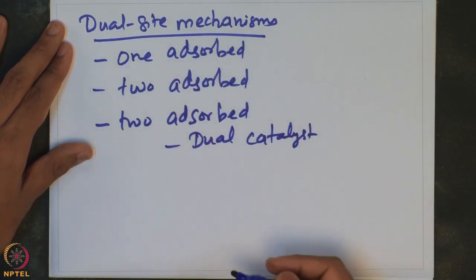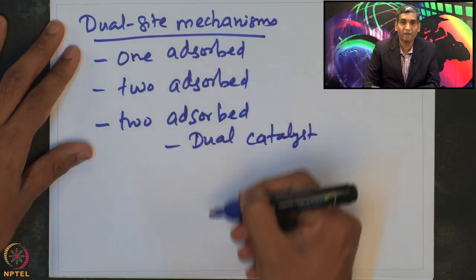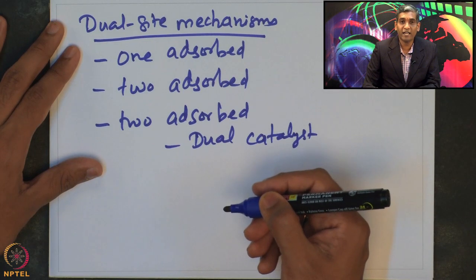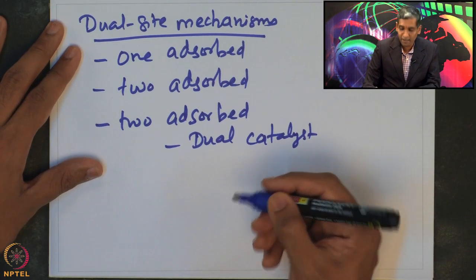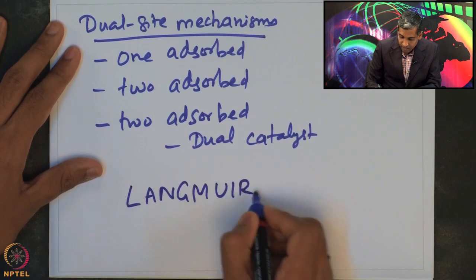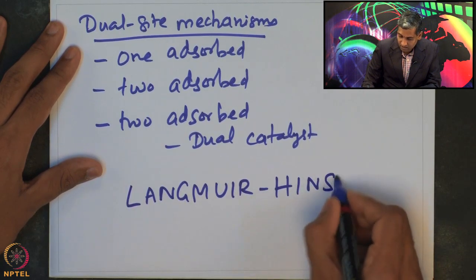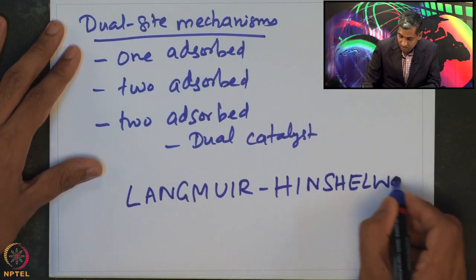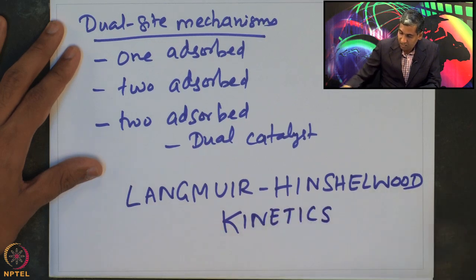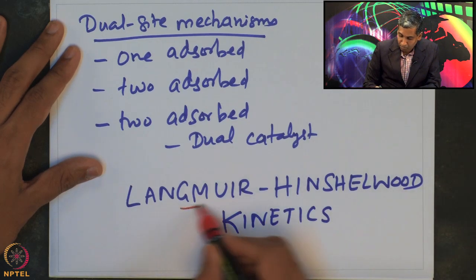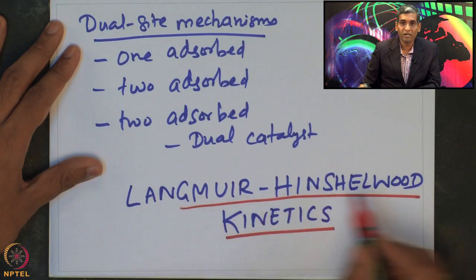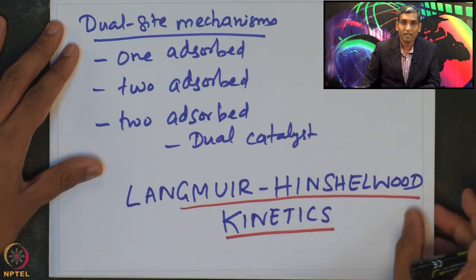Of course, there are many other possible ways by which a dual site mechanism can happen, and these 3 types, the kinetics that we actually derived for these 3 types, is what is classically called Langmuir-Hinshelwood kinetics. So it is a very famous kinetic model, and we will be using this Langmuir-Hinshelwood kinetics in many examples in this course.